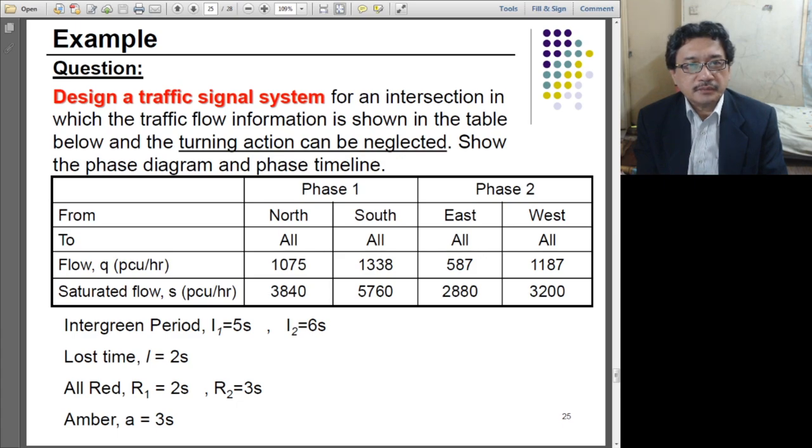So for this example, there are two phases, phase 1 and phase 2. The direction of movements is shown from north, south, east and west. The flow is given for all the movements, and also the saturated flow. The intergreen period is different for each phase: for phase 1 it is 5 seconds and for phase 2 it is 6 seconds. The loss time is the same, L, 2 seconds for both phases. The all-red time is different for each phase: R1 is 2 seconds, R2 is 3 seconds. While amber is the same for the two phases, A equals 3 seconds.